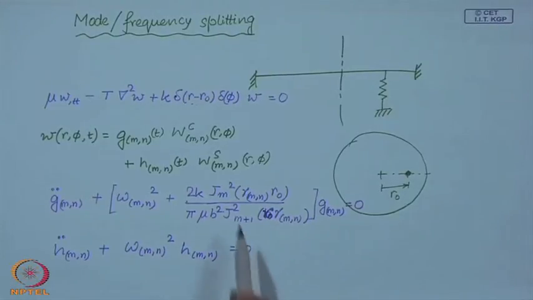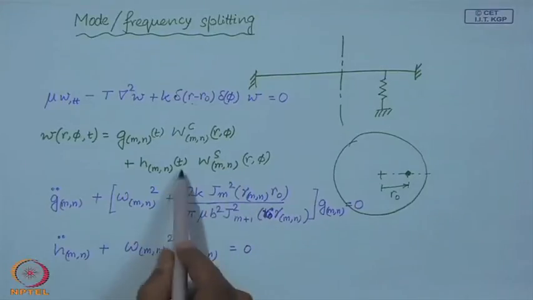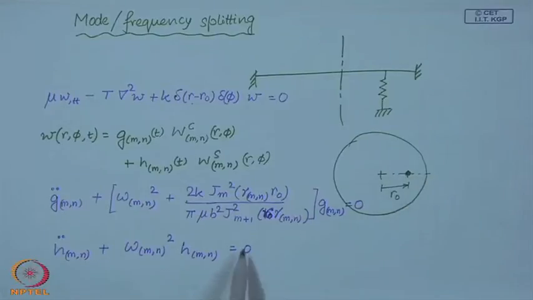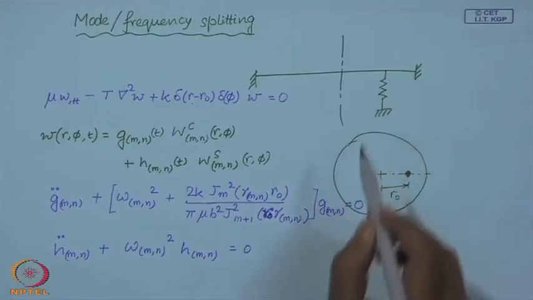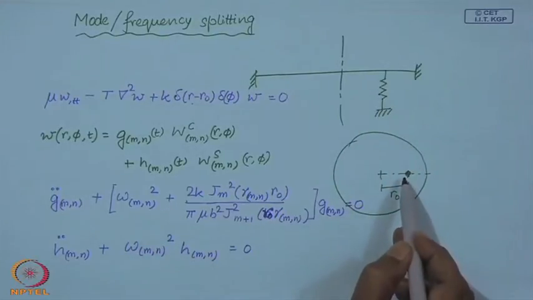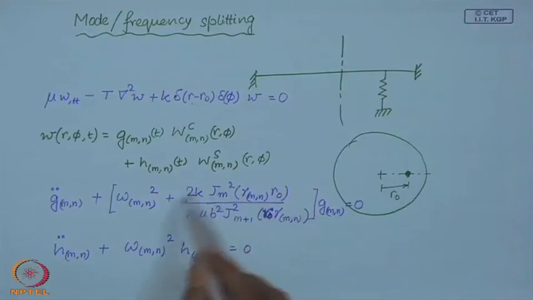So, you see that this corresponds to the sine modes, and the sine mode has the node here. So, the sine mode remains unaffected because of the spring, whereas the cosine mode gets affected, and this is the additional term that comes with omega mn square. So, which means that the frequency of these two modes now gets separated. This is called mode splitting or the frequency splitting.